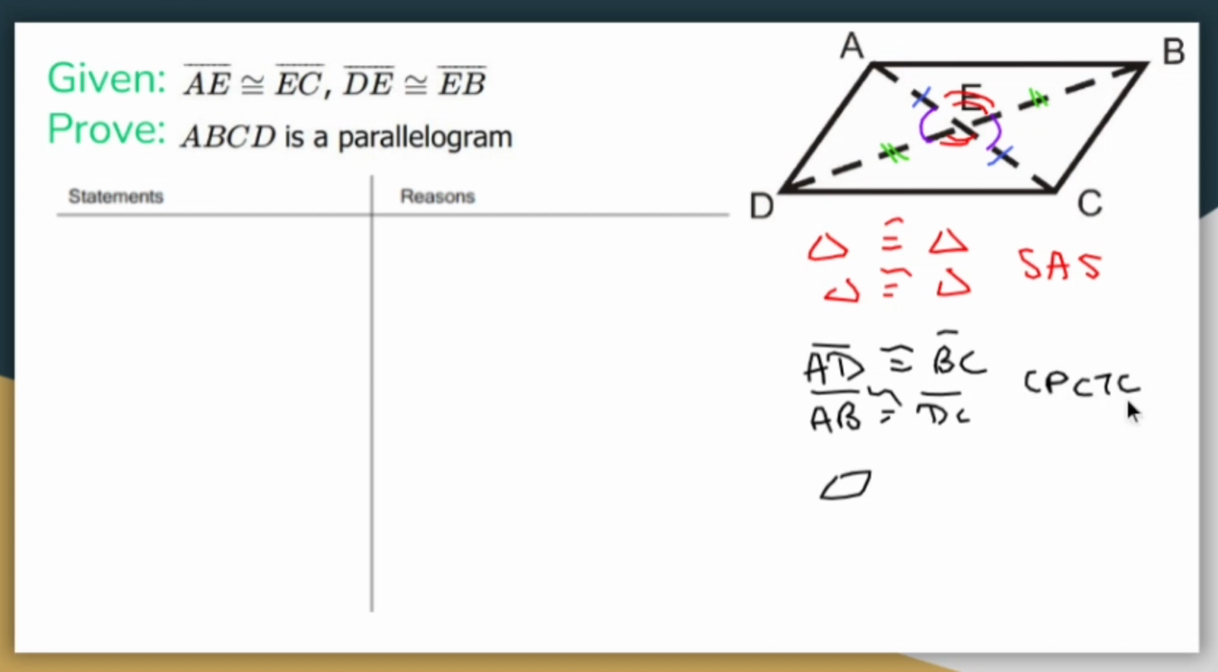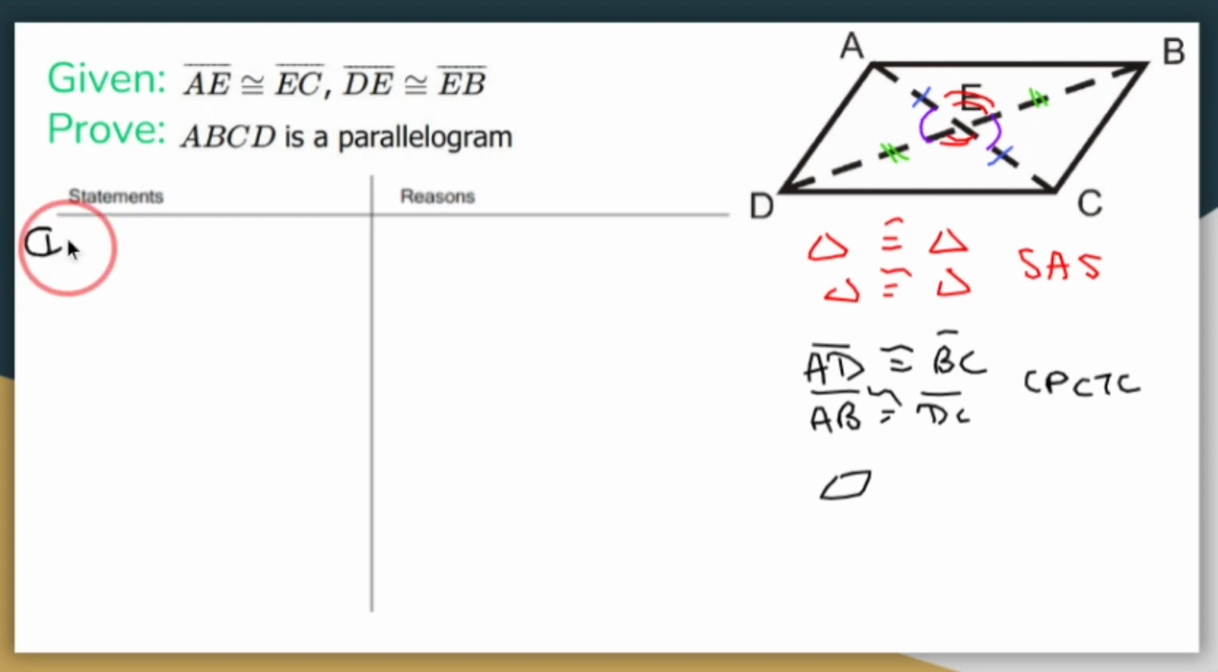triangles are congruent. Now that I have information saying that opposite sides are congruent, I'm using the opposite sides theorem converse to prove that this is a parallelogram. All right, hopefully I explained that well enough. Whenever I make a proof, I always make a rough draft off to the side. So there's my rough draft.